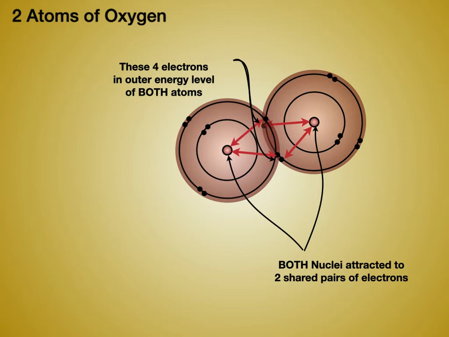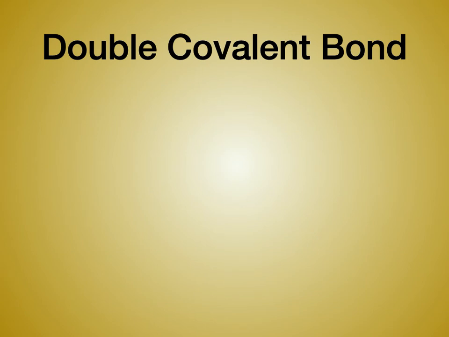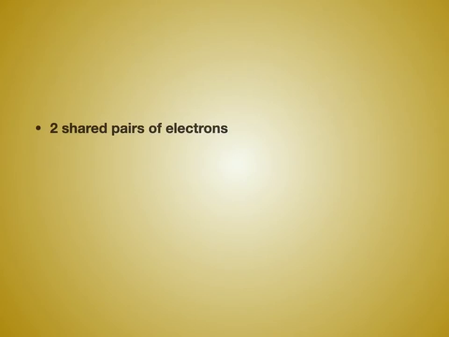Okay, the only difference this time is you've got two shared pairs of electrons. And that's going to be what we call a double covalent bond. Notice we just call it a bond. It's a bond made of two shared pairs of electrons. So you've got two shared pairs of electrons in a double covalent bond.